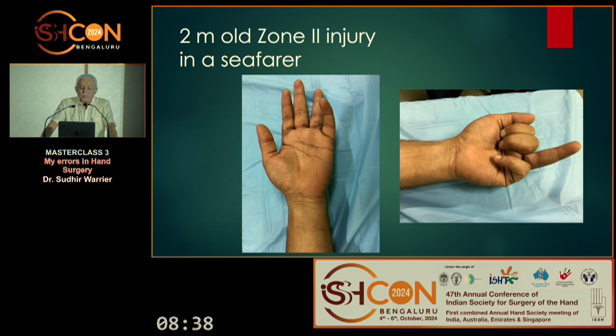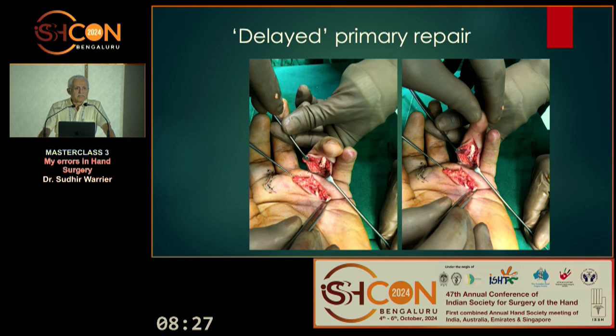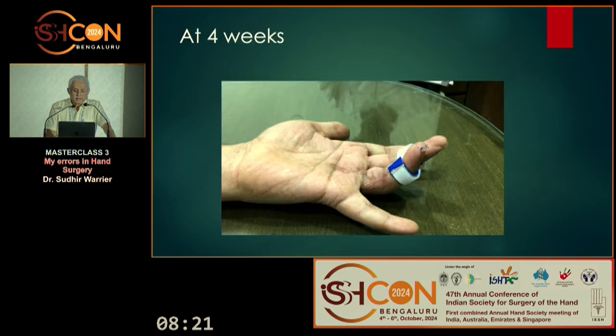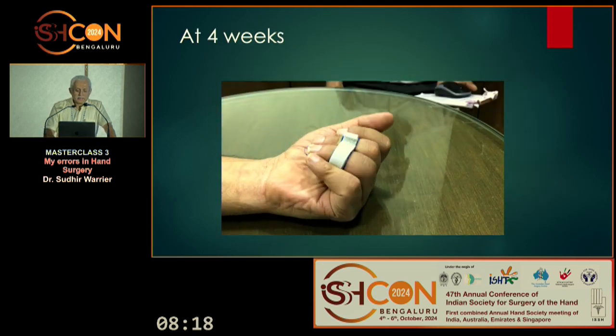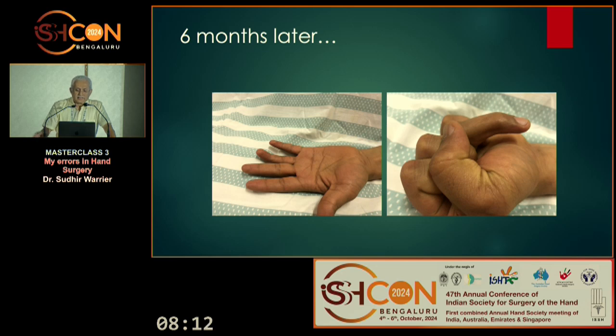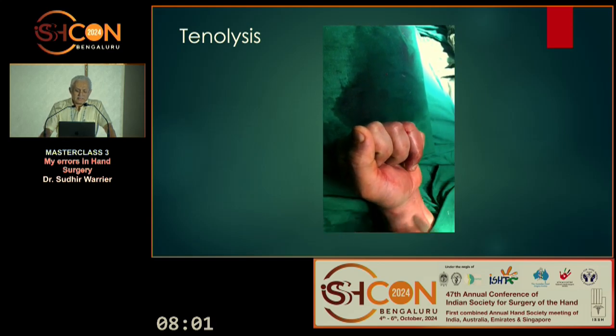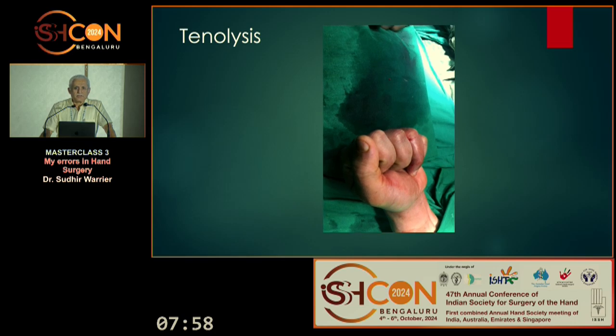Now here's a 2-month-old injury in zone 2 in a seafarer. And this is when I opened him up and I said, oh, let's see whether these ends still come together, and they did. So I did what I, in my mind, called a delayed primary repair. At 4 weeks, he was looking like he's doing fairly well. And 6 months later, he came to me and said, you know what, I'm not feeling too good. This isn't moving too well. Can you do something for me now? So we did a tenolysis, and he was looking very good then.